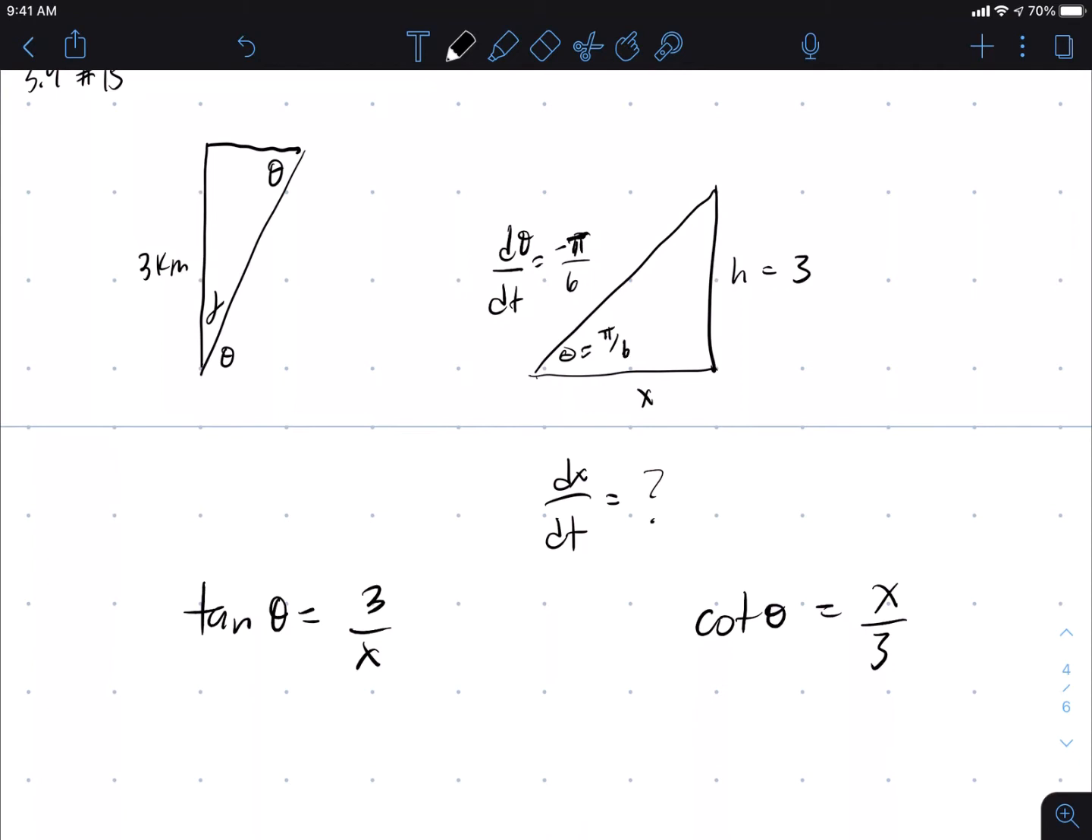Does that make sense? I will get the same answer, but the one on the right is much easier to differentiate.